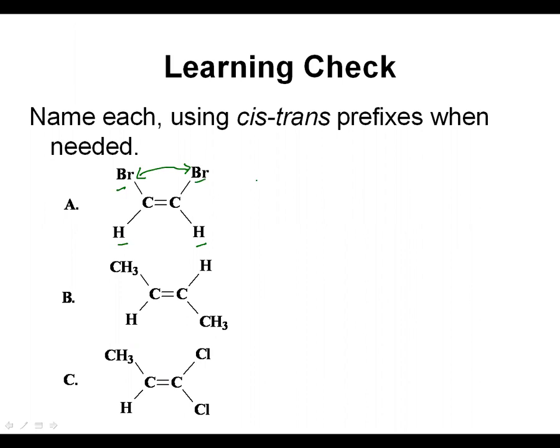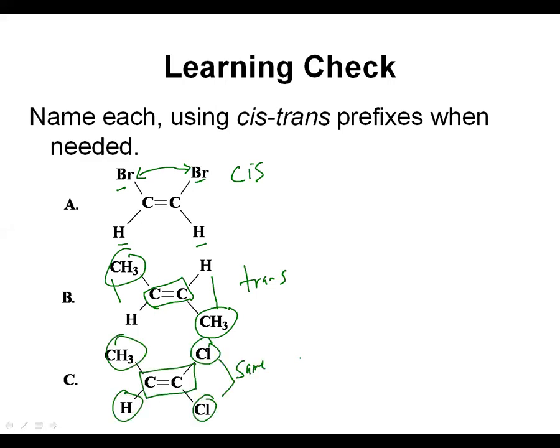This here, different groups, same group, but opposite sides, so this would be trans. And lastly here, different group here, different group here. Chlorine and chlorine is the same, so this would be neither in this particular case.